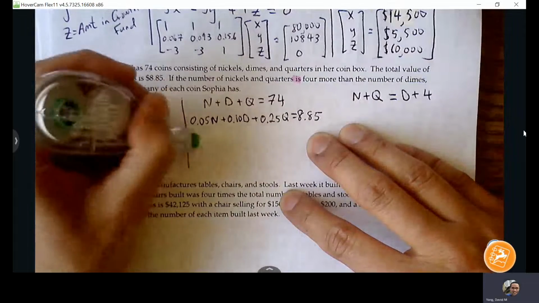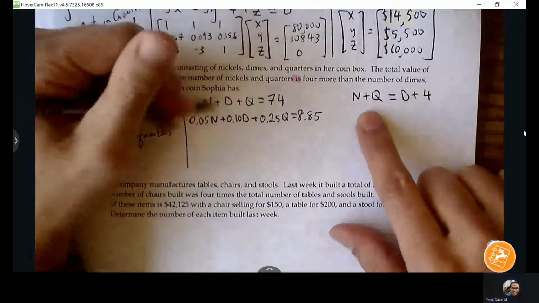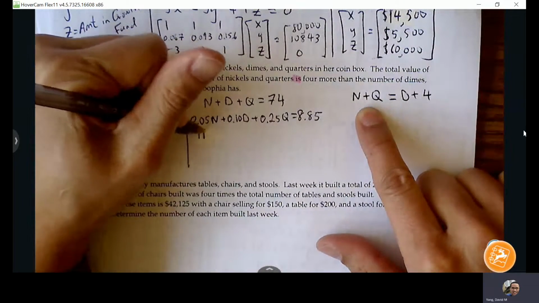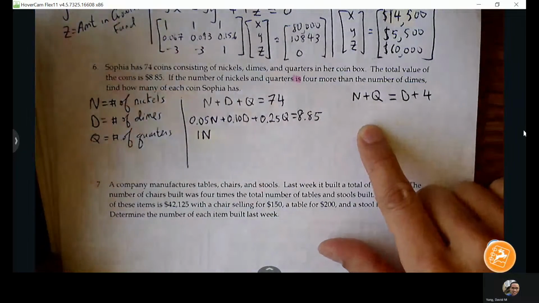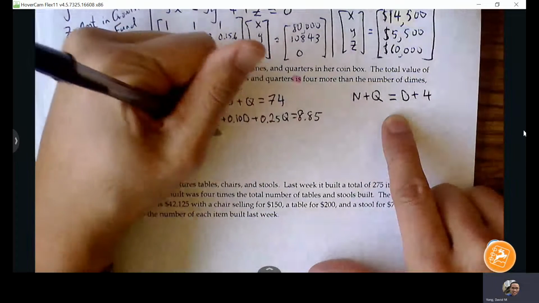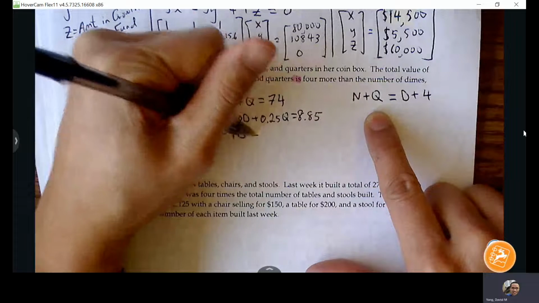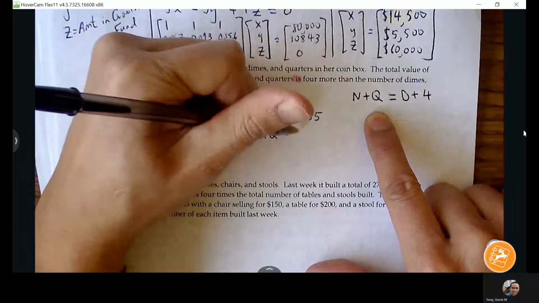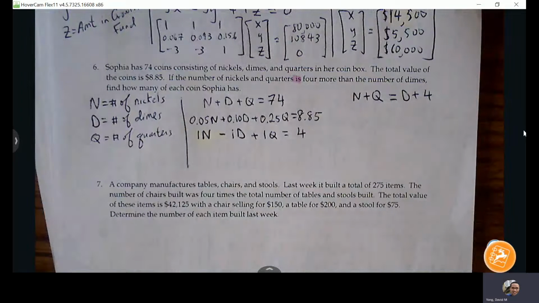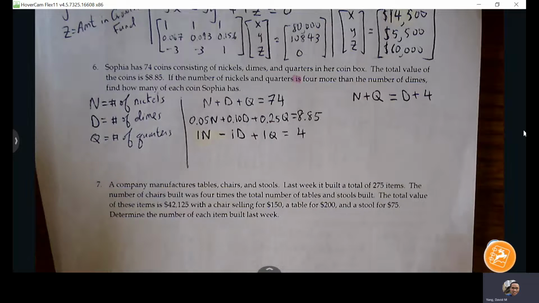Okay, so what do we have? 1 and what? Good, minus 1D plus 1Q. Okay, so now it's easy, right? It's just the setup. The setup is always the more challenging part here.